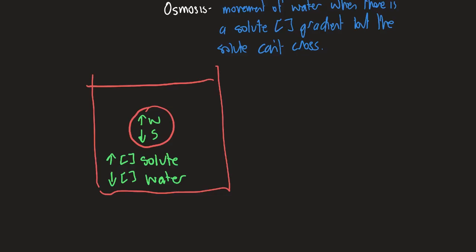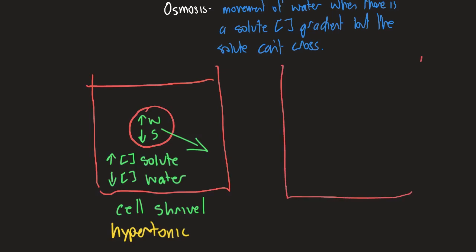In this particular case, the water is going to go out of the cell and the cell is going to shrivel, because water is leaving the cell. This type of solution that's got lots of solute, really salty for example, we call a hypertonic solution. Tonic relates to the solute, and hyper means high. Let's talk about another scenario, which is the opposite.